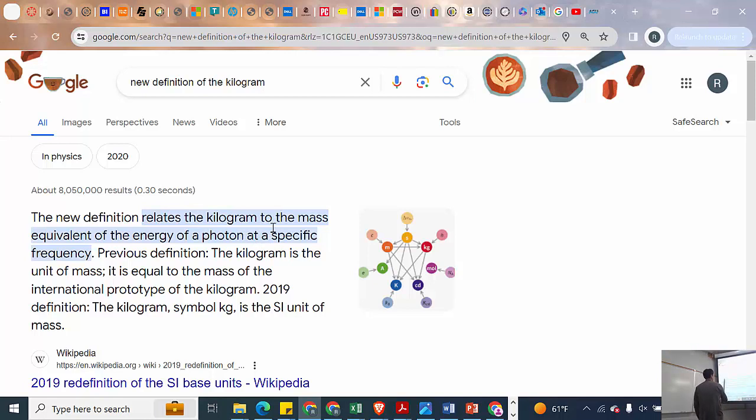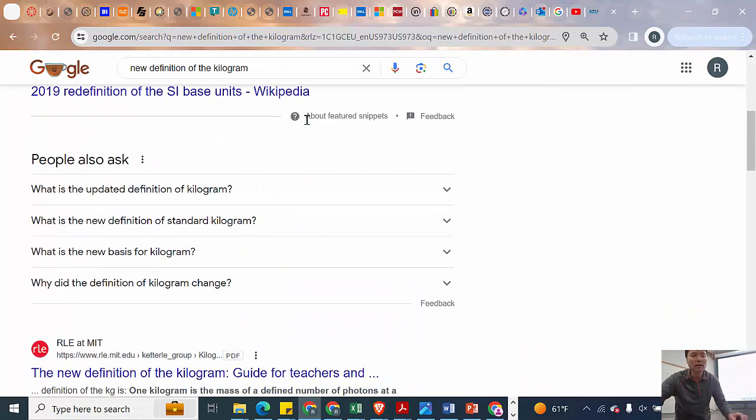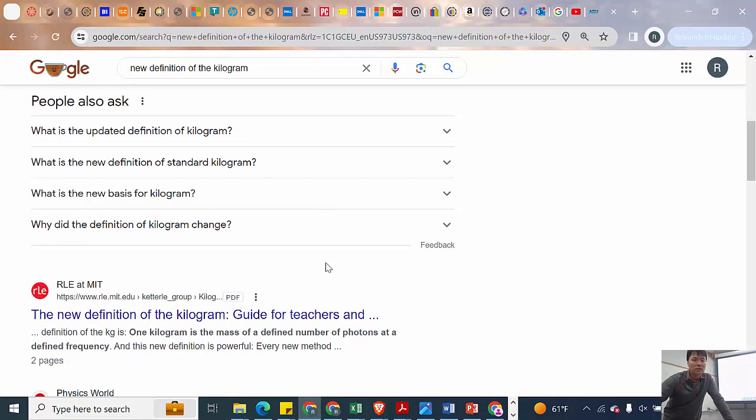The new definition relates the kilogram to the mass equivalent of the energy of a photon. A photon is like a piece of light at a specific frequency. The previous definition of the kilogram as the unit of mass is equal to the mass of an international prototype of the kilogram, which is the chunk of metal. So they're relating it to this. And they have a special instrument that they use to do this.